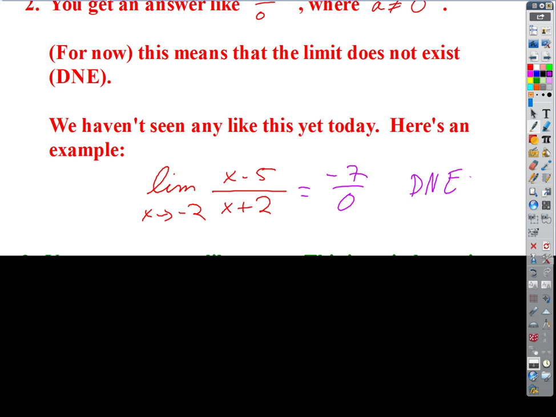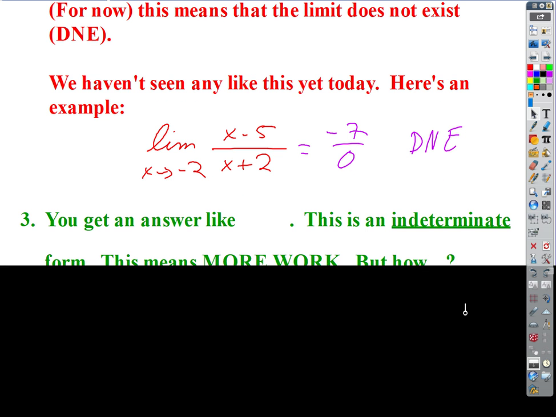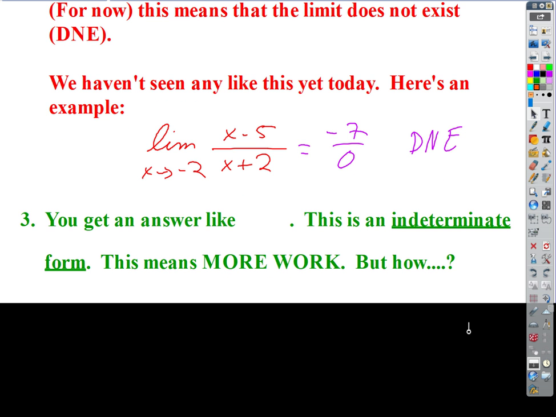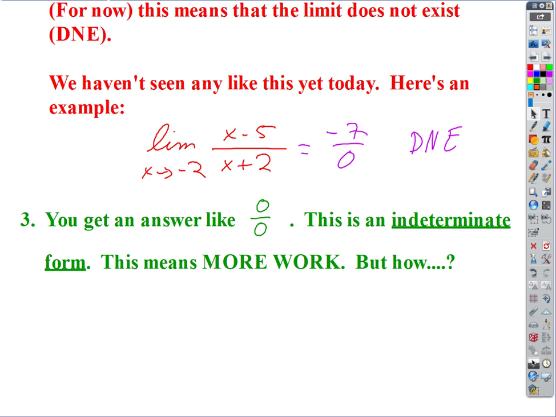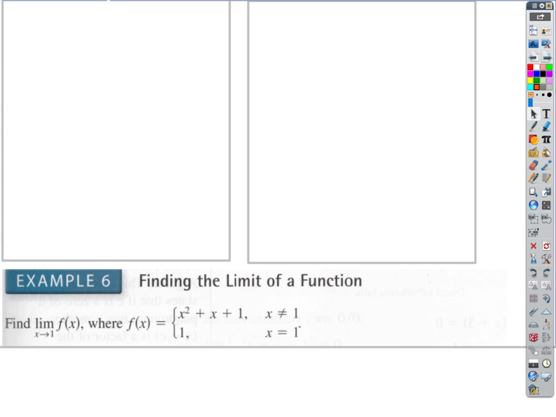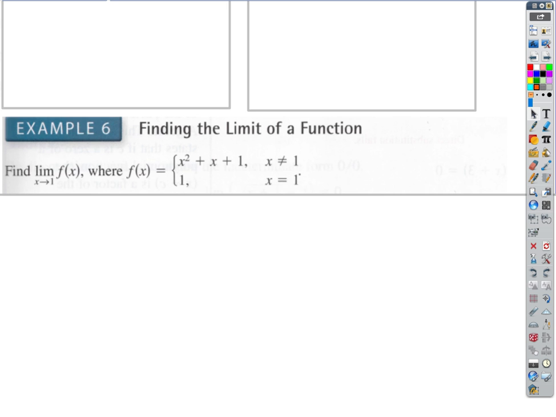Okay? Last possibility, and this is the one we're going to focus on. This is the one that requires a little more thinking. So you get an answer like this. What if you get an answer like 0 divided by 0? This is what we call an indeterminate form, and this always means more work. This is where you have to do some calculus or some algebra to get the answer. So that's what we're going to focus on, situations like that. Let's take an example like this. What if we've got a piecewise function, for example?